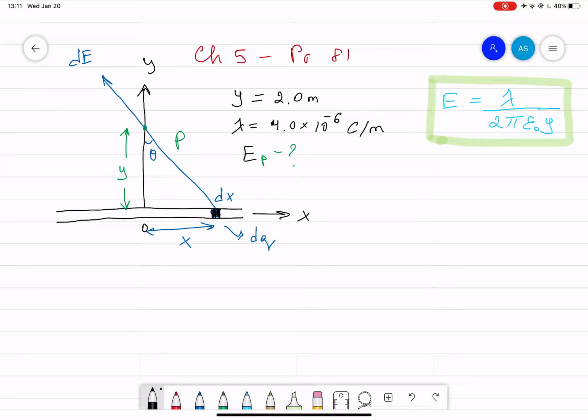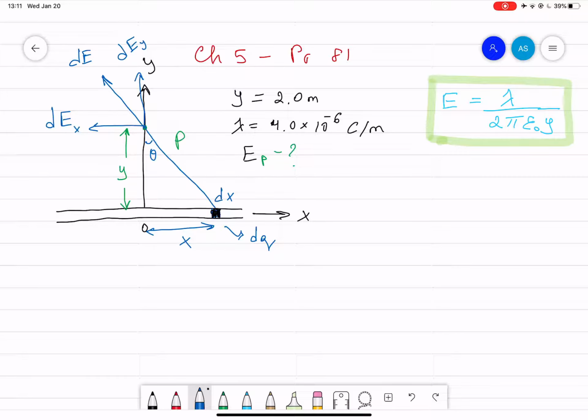Now, this dE is at a certain angle, any theta, let's call it like that. Then we can see here that dE can be resolved into two components. It can be resolved into a dEy, and it can be resolved into a dEx.